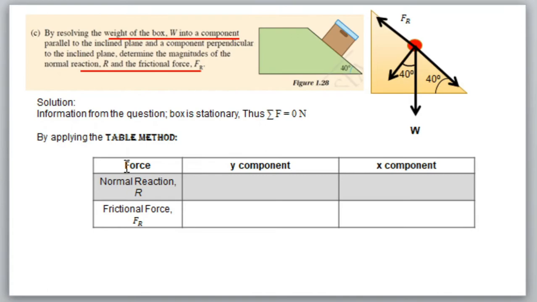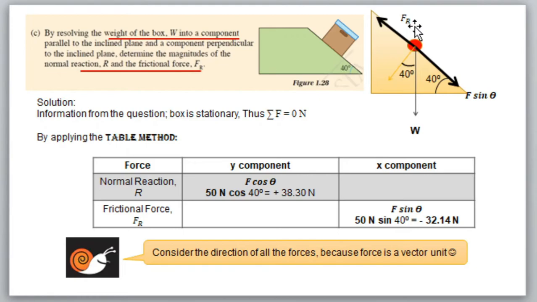How about x component? So for normal, there is no x component. The frictional force is the same magnitude as the parallel component of the weight, which is F sin theta. Frictional force is the force which is parallel to the plane, which is F sin theta, and it is at the x component. So F sin theta is 50 Newton sin 40 degree. We must consider the direction of all the forces because force is a vector unit.